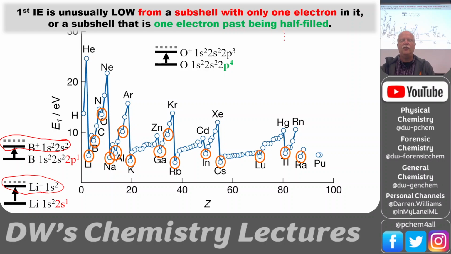Oxygen is one electron past a half filled. So see, it's 2p4. If it can lose an electron, it becomes a 2p3. And that means that the cation is stabilized, which makes it easier to ionize.